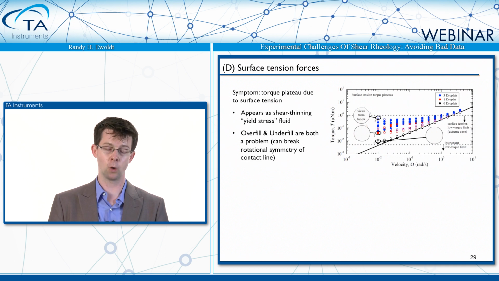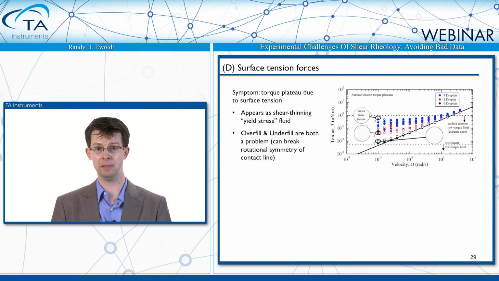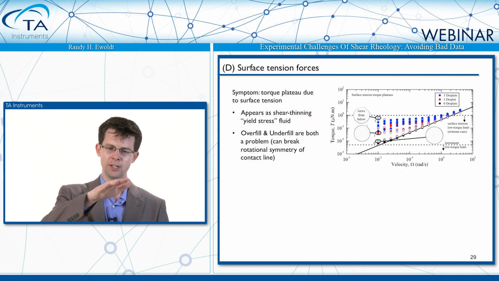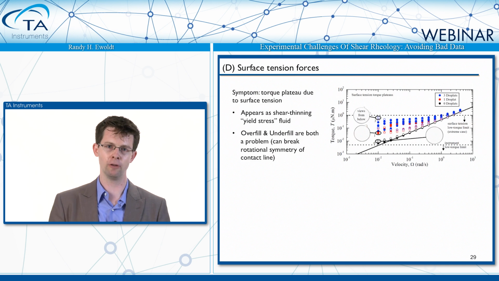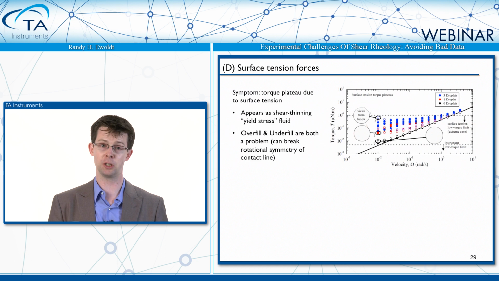So in a measurement of torque versus velocity with water, and I'm keeping it simple with water here, we see a torque plateau that happens at these very low velocities. And once the velocity is big enough, then I approach that solid line, which is the expected result for water viscosity measured in this device.